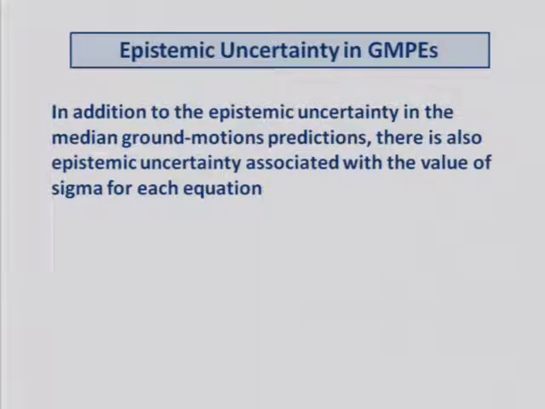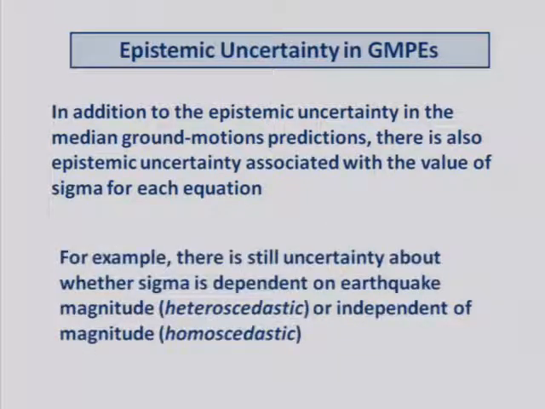But in addition to having epistemic uncertainty in the median predictions, we have to also take into account that there can be epistemic uncertainty in the aleatory variability. In other words, the median value of ground motion predictions has epistemic uncertainty, and so do the associated sigma values. And the best way to illustrate this, I think, is the difference between those models which are heteroscedastic or homoscedastic, which means that they include or don't include a magnitude dependence in the sigma model.